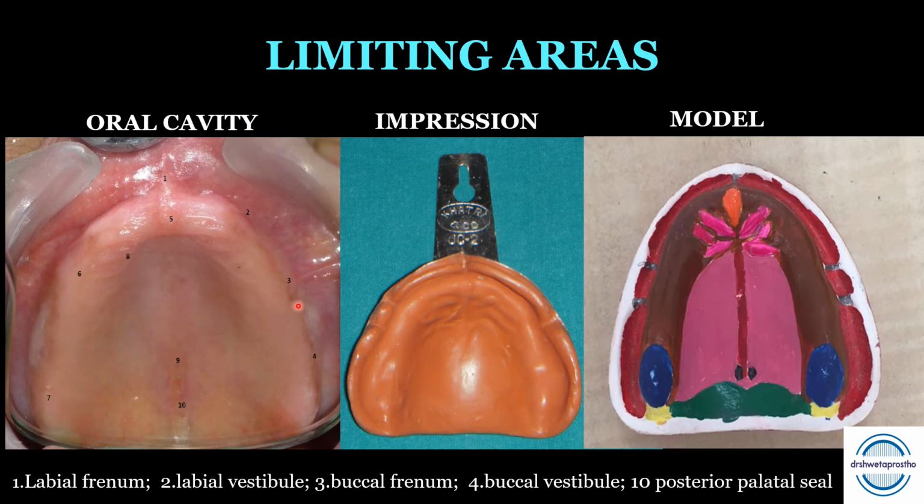Then this is the buccal frenum. Again, it can be single, it can be multiple. It appears as a buccal notch in the impression, and we can see the blue areas. This is the buccal frenum attachment. We move posteriorly. This is the buccal vestibule, which appears as a buccal flange in the impression, and this is the buccal vestibule which is seen on the cast. And last in the limiting areas, we have the posterior palatal seal area, which forms the posterior seal of the denture. It should be recorded very accurately in the impression. Okay, the green part, can you see, this forms the posterior palatal seal area.